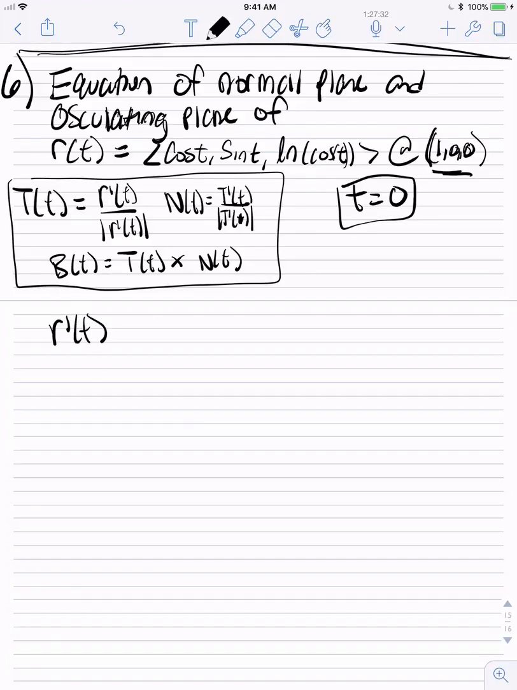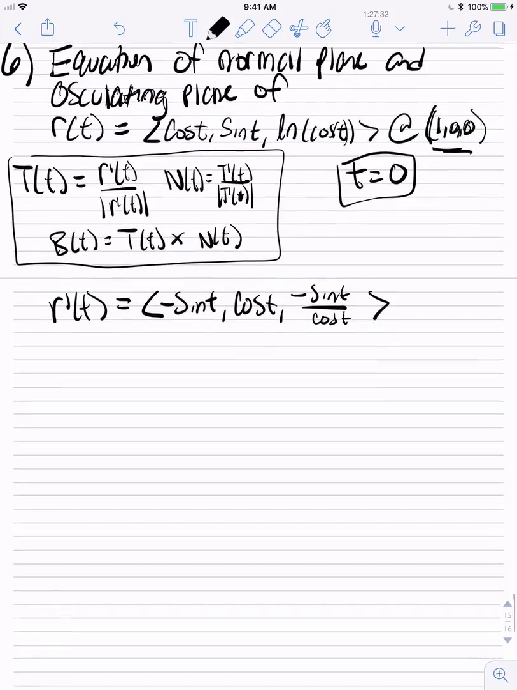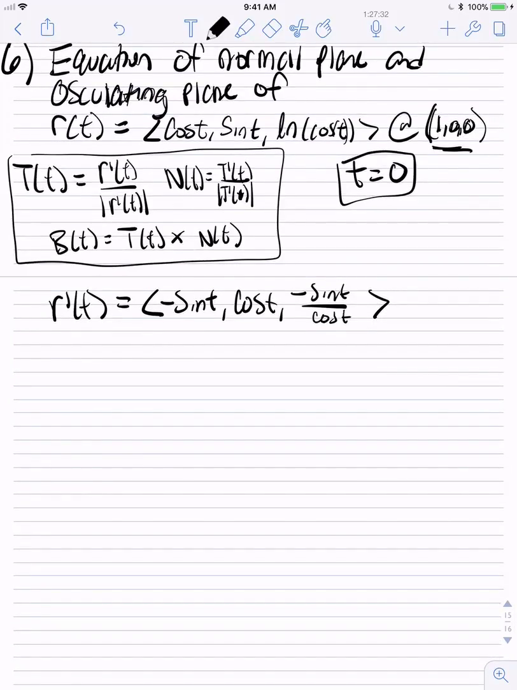of r of t. So derivative of cosine would be negative sine. Derivative of sine t would be cosine t. And derivative of ln cosine t will give us 1 over cosine t times a negative sine t. So I can rewrite that as negative sine t over cosine t. And that is our r prime of t.